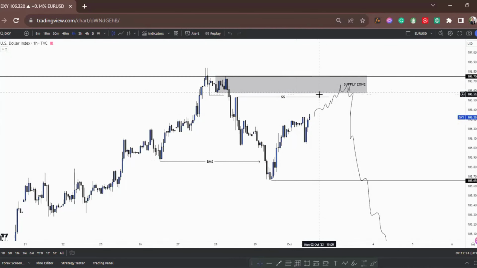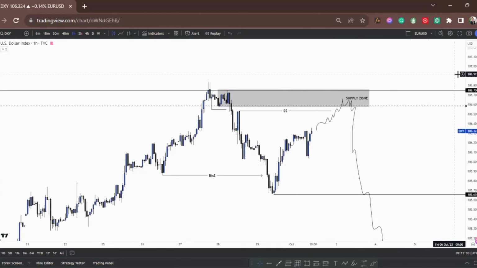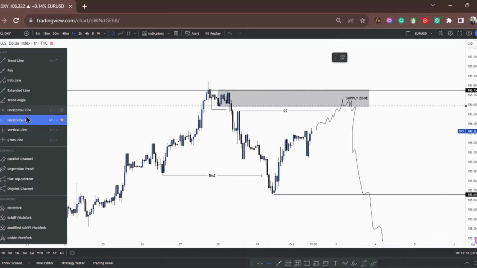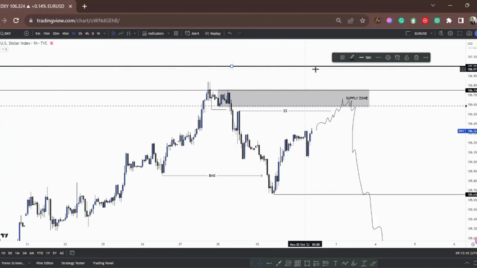But if this area fails to hold price, I would be looking at 1.07, this price level. Let me use the horizontal line, this price level over here. If they fail, I will be looking at this level for price to tap and then give us a sign of bearishness. But as far as that particular level is not reached, I'm going to be using this zone as my highest point.